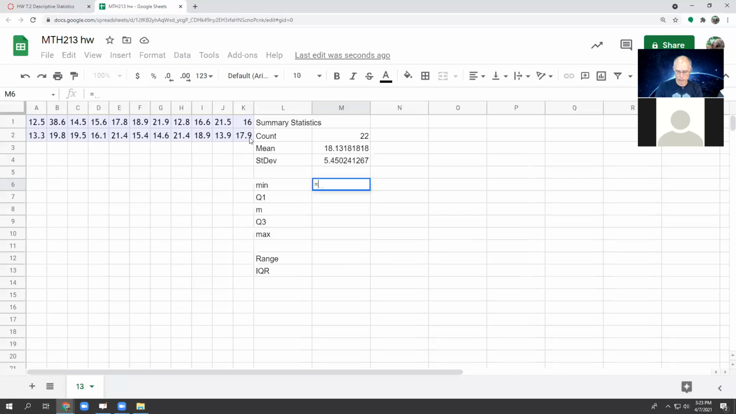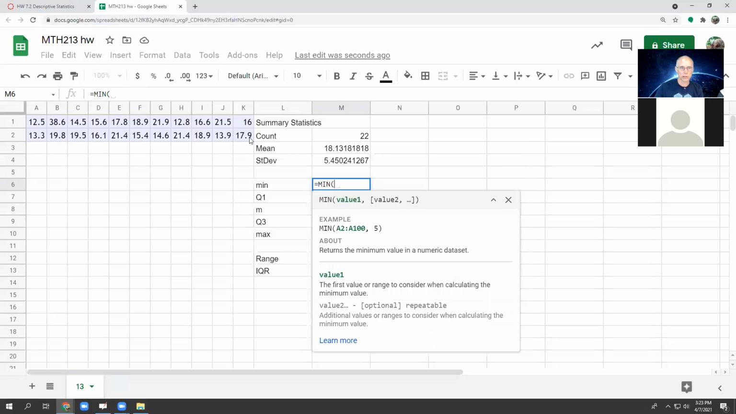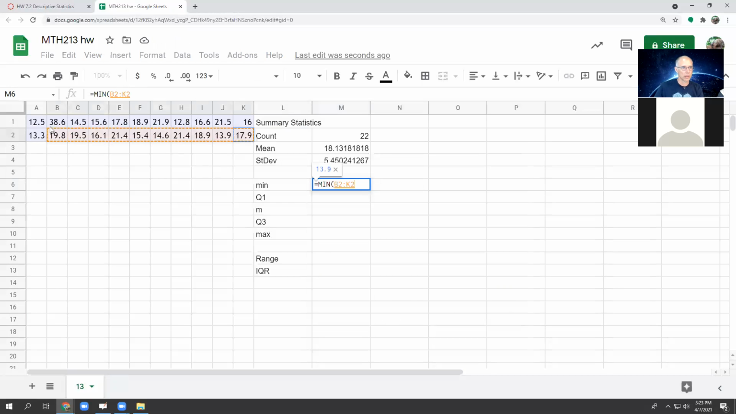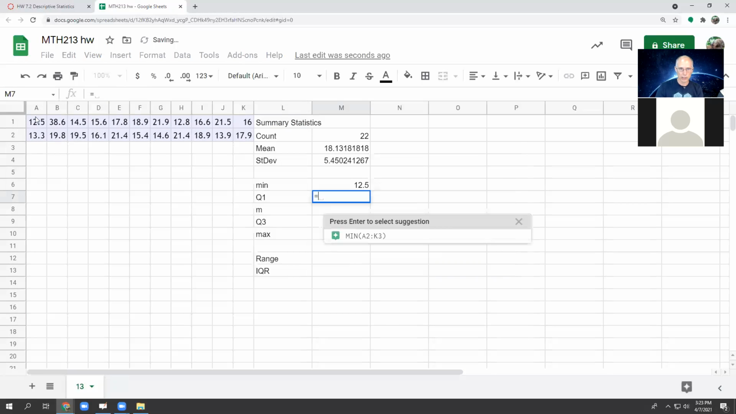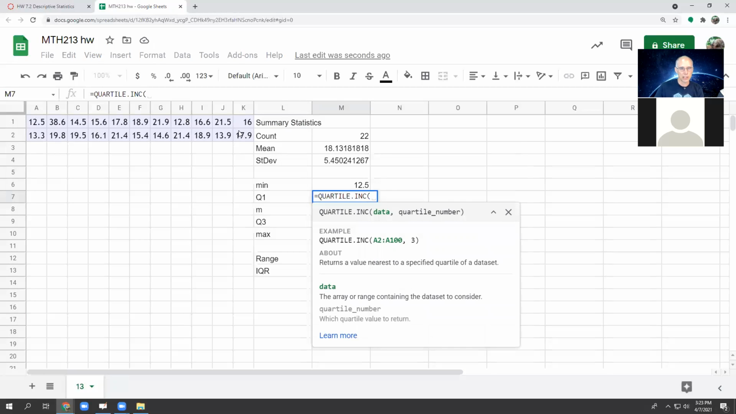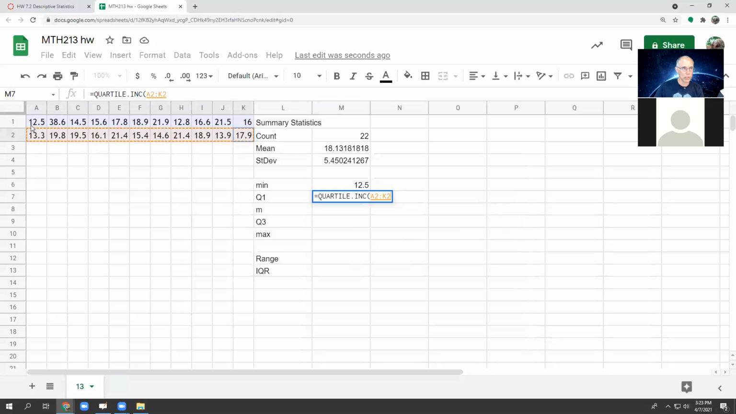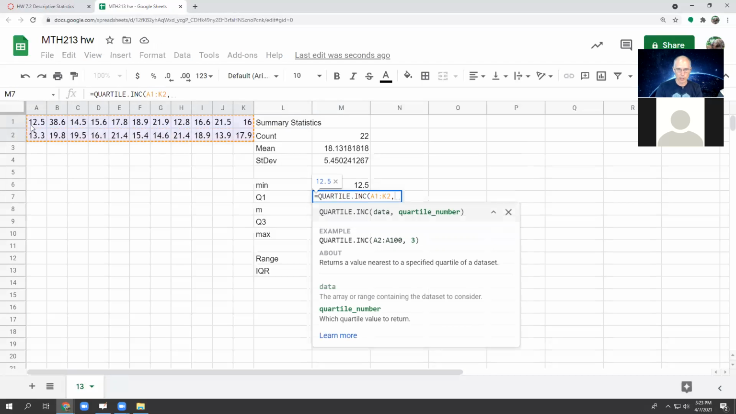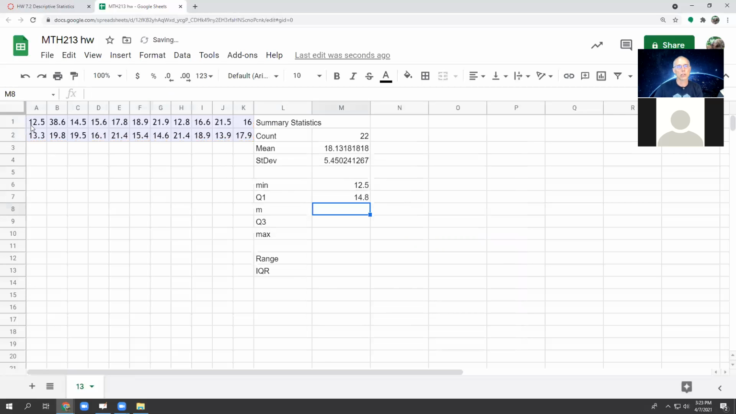Then min is just min. Quartile, either just the plain quartile or quartile inclusive. We'll never use the quartile exclusive. And that needs two things: the data and which quartile you want, 0 through 4. The options, we want number 1, the end of the first quarter.